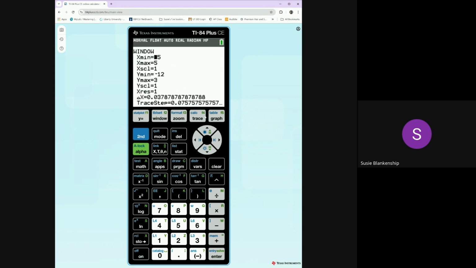Go to window. I'm going to set this down here to maybe be like a -15 and see what happens. I want to graph, and now it shows all of that.